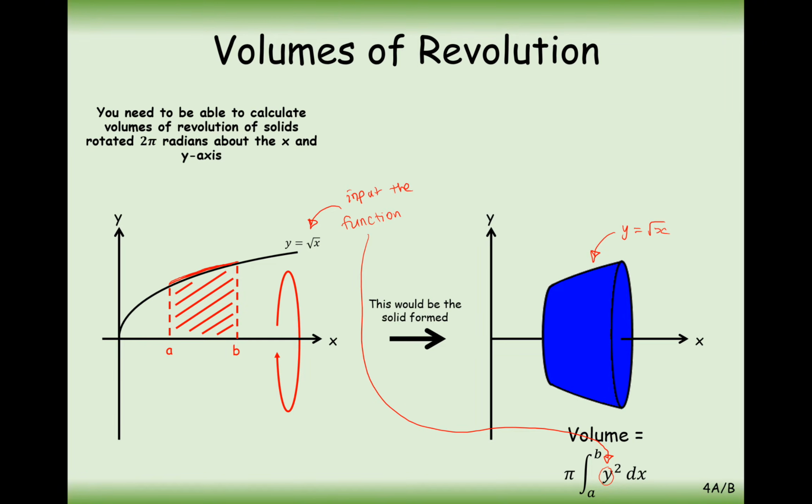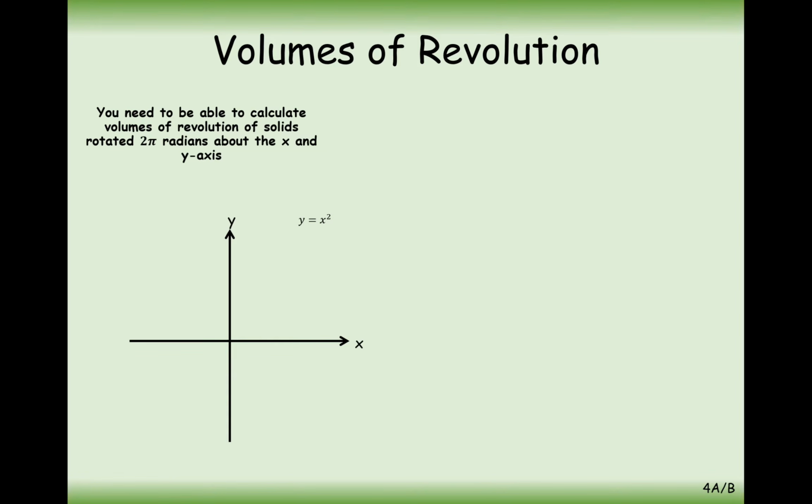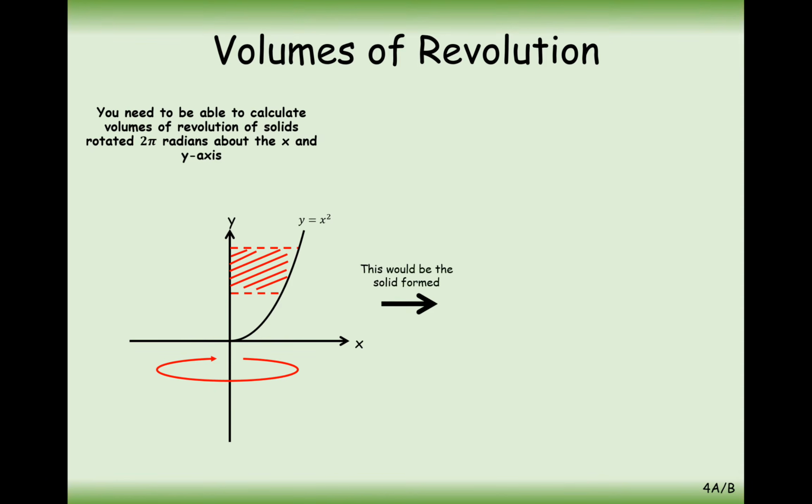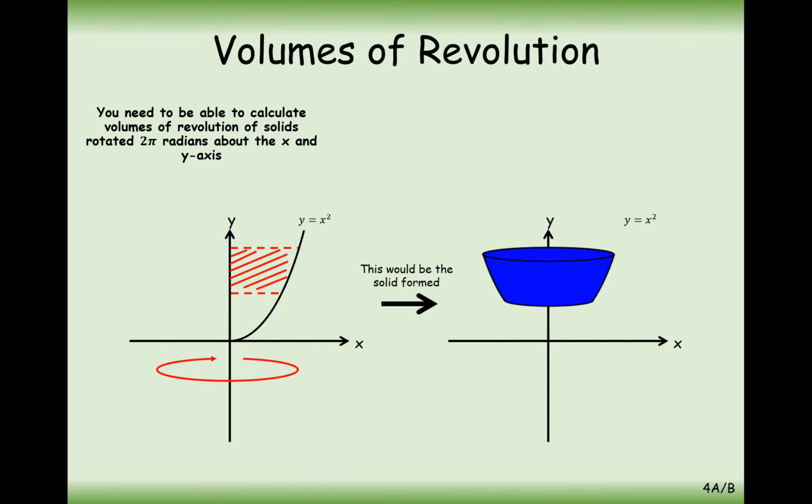And the very similar thing happens for rotating around the y-axis as well. What you'll get here is maybe something like y equals x squared, and that will rotate round the y-axis. And the shape we'll get there will look something like that. If we have limits from a up to b, then this curved bit here will look like the y equals x squared graph.